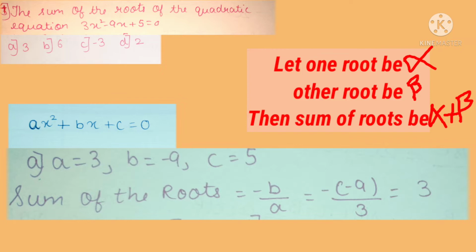So the b value is minus 9. So minus into minus is plus, so 9 by 3. We will get the answer as 3. The sum of the roots is equal to 3 as per the question given. So the option will be A.